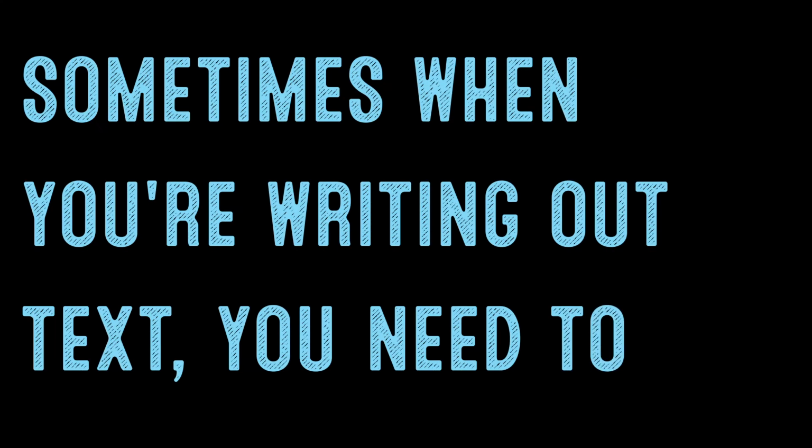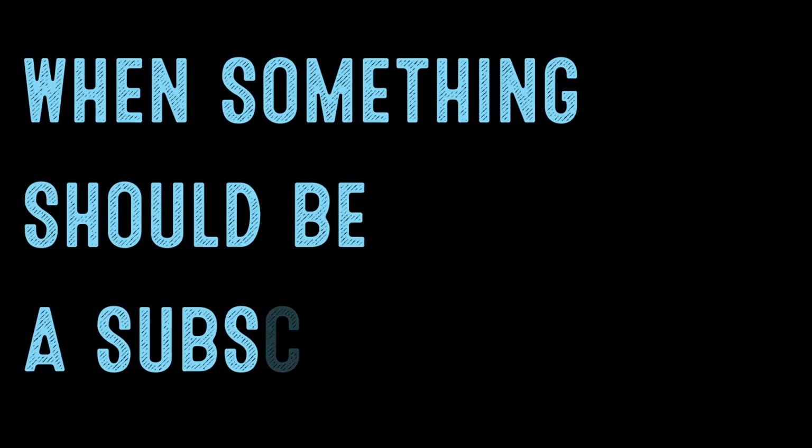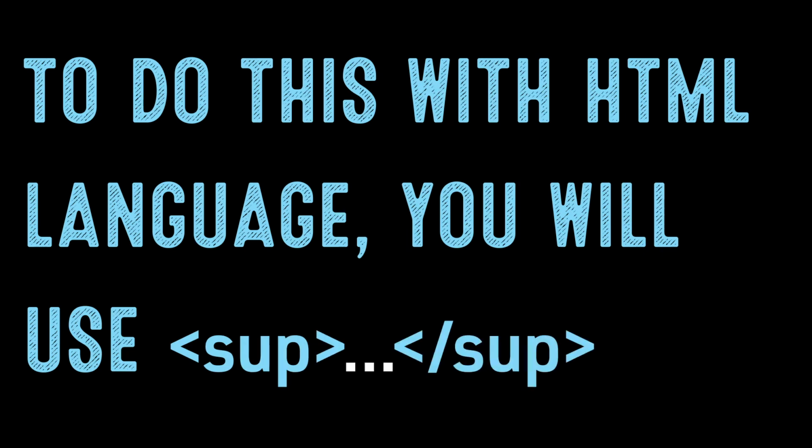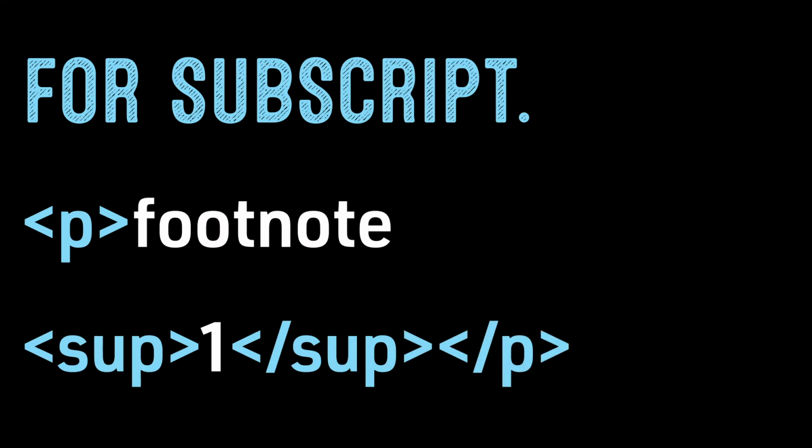Sometimes when you're writing out text, you need to make note when something is to be superscript or when something should be subscript. In order to do this with HTML, you need to use the SUP element for superscript and the SUB element for subscript. P opening tag, footnote, SUP opening tag, 1, SUP closing tag, P closing tag would display as footnote 1. The 1 is displayed smaller and above the baseline.